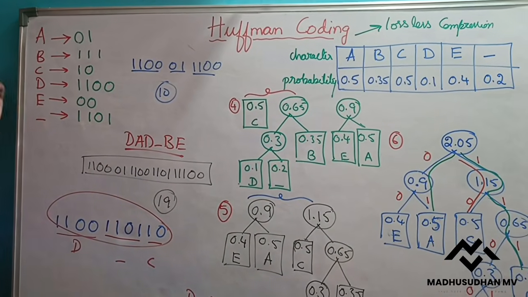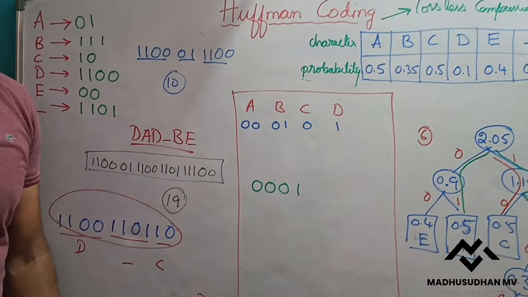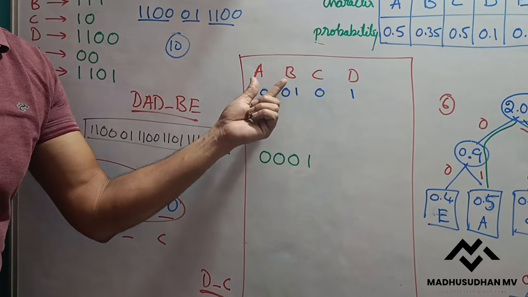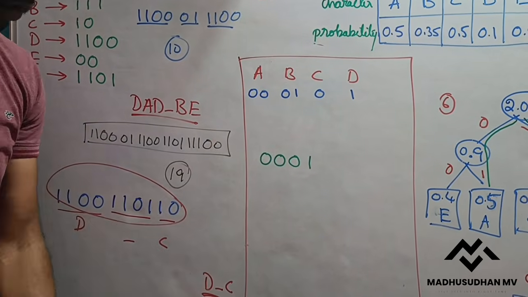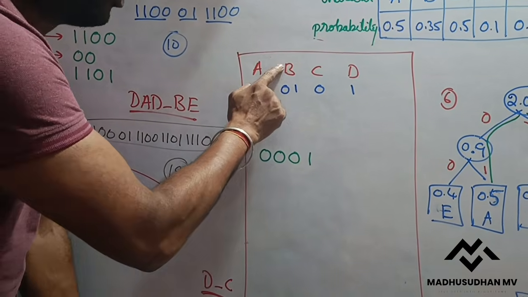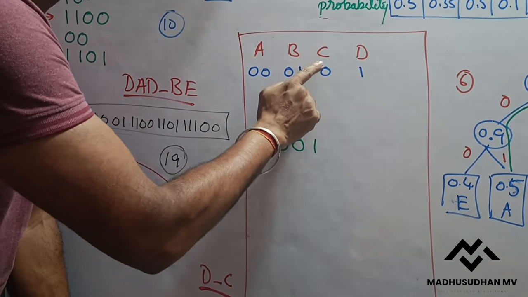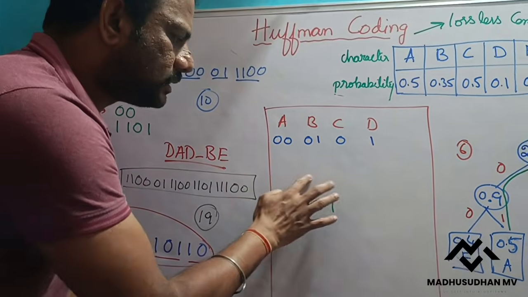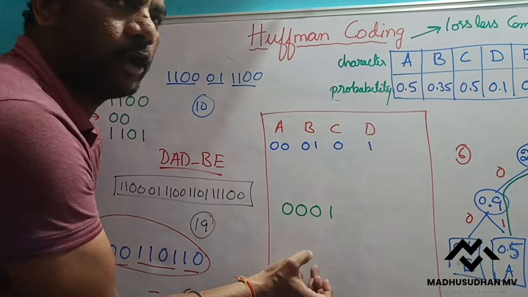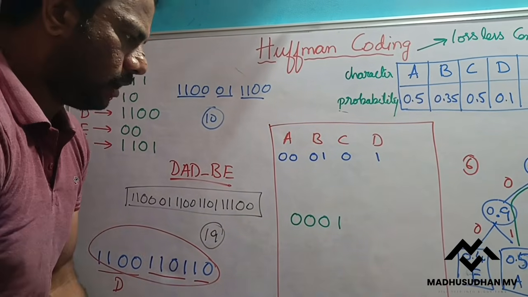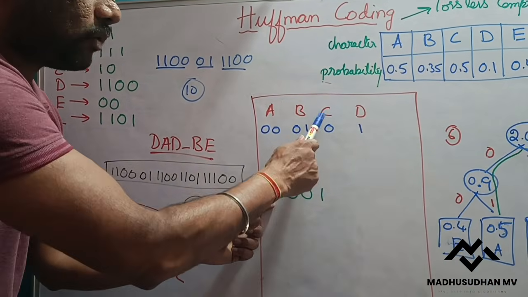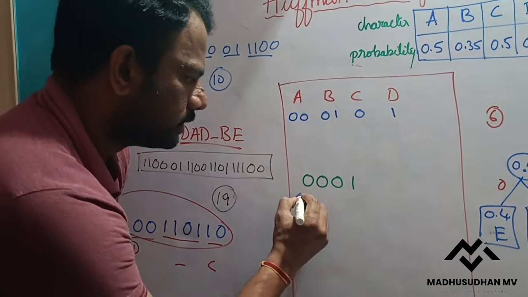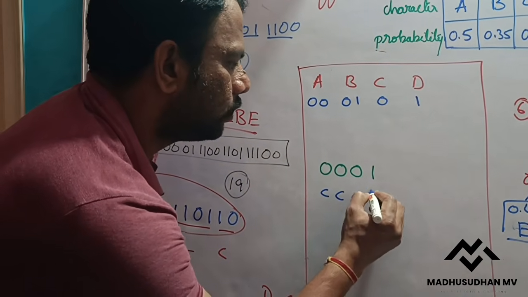For that I will give one more example. Assume the characters are A, B, C, D, four characters. Code for A is 0 0, code for B is 0 1, code for C is 0, and code for D is 1. Now assume this is the encoded bit sequence, which I have to decode. For 0, it is C, and 1 is D.